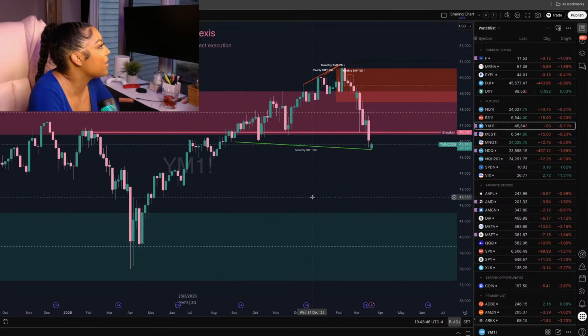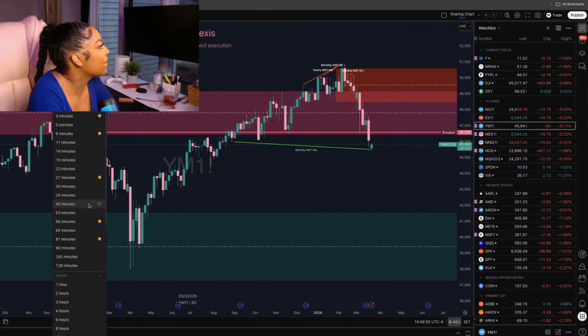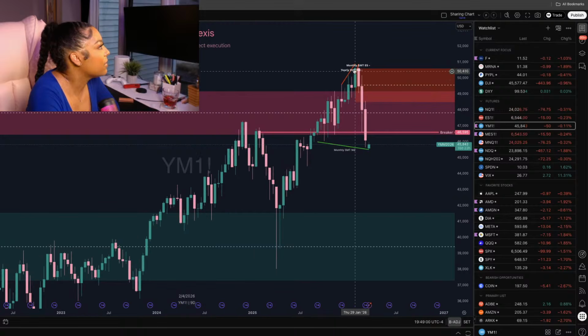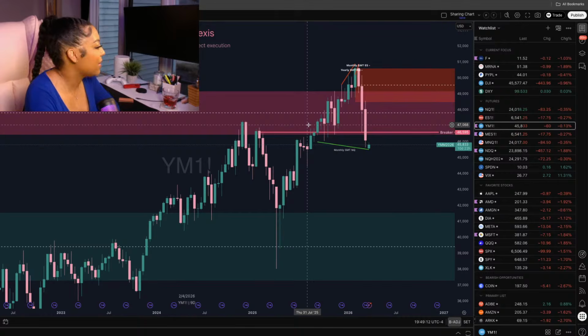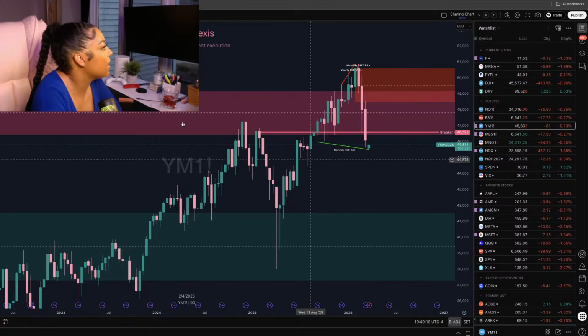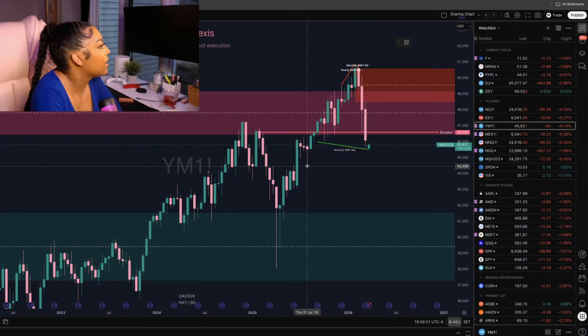The stuff I trade with, I just don't know if price is going to be able to get back up. I think we've got to go down. Target.